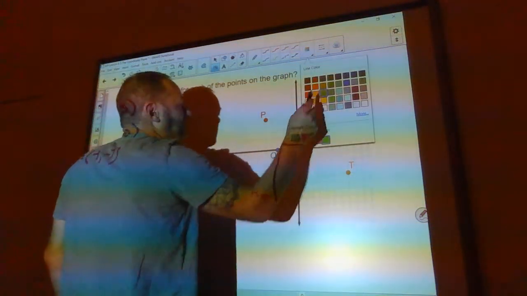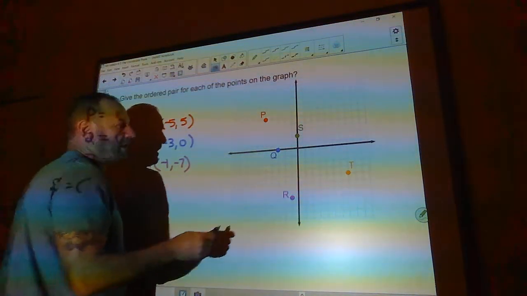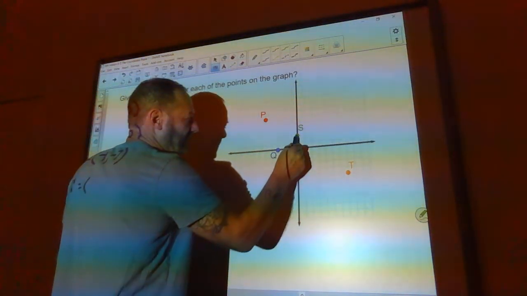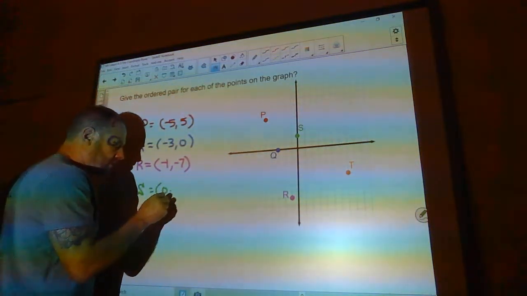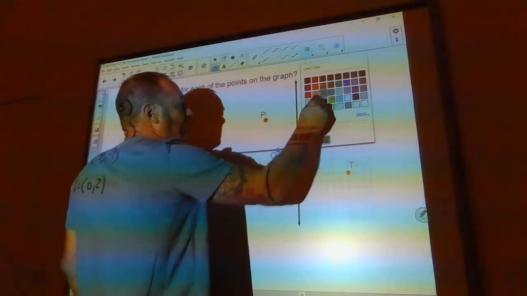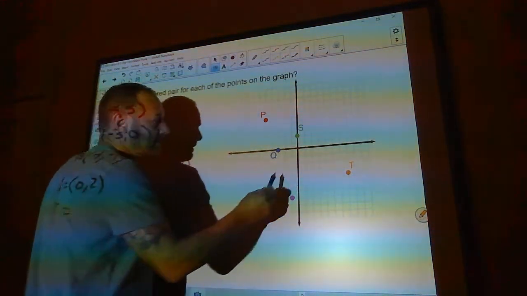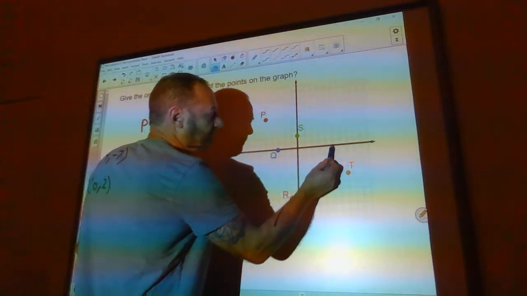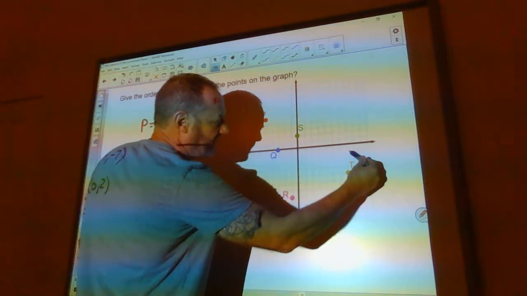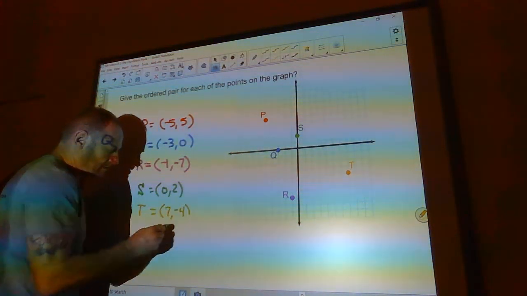The point S. Okay, this would be 0 sideways and 2 up. So that would be 0, 2. And finally, point T. Okay, T would be 1, 2, 3, 4, 5, 6, 7 to the right and 4 down. So that would be 7, -4.